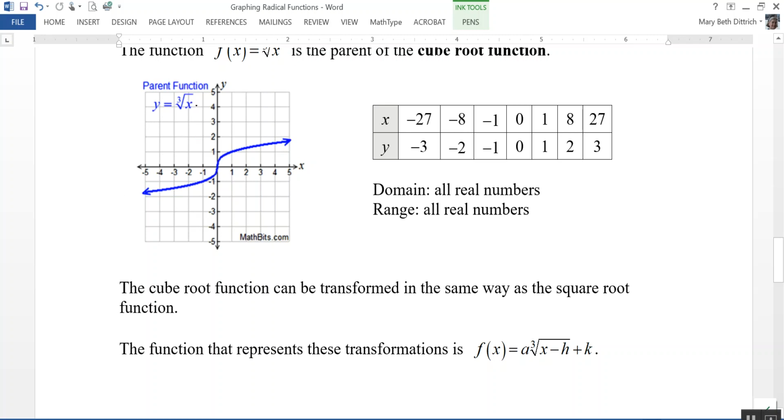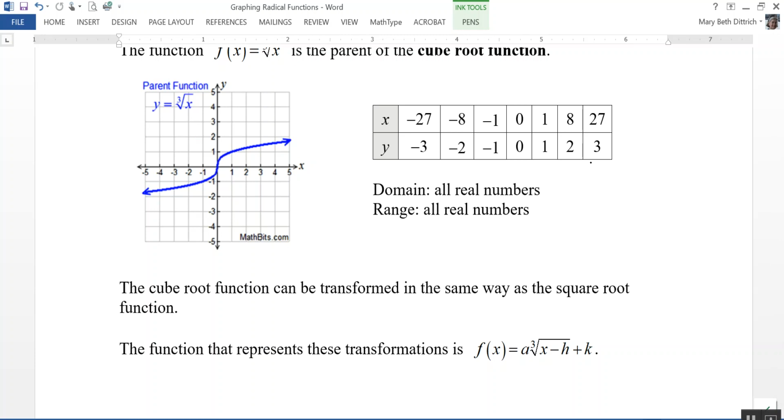You'll also notice that I can actually plug in negative values for x because the cube root, if I put negative 27 in here, the cube root of negative 27 is negative 3, just as the cube root of 8 is going to be 2. Again, I chose x's that would give me integral values of y.